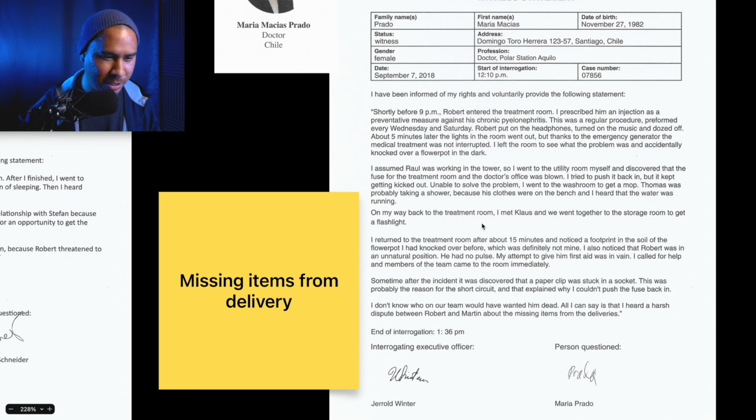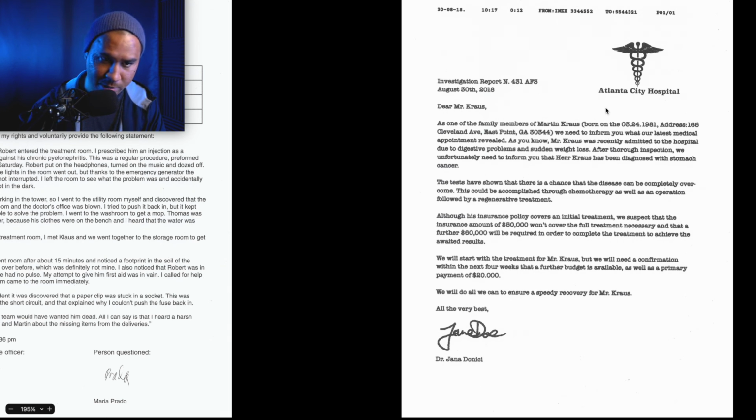But there's one last document. This is on August 30th, Atlanta City Hospital. Dear Mr. Kraus, as one of the family members of Martin Kraus, born on March 24th, and the address right here. Do I need to check all these? We need to inform you what our latest medical appointment revealed. As you know, Mr. Kraus was recently admitted to the hospital due to digestive problems and sudden weight loss. After thorough inspection, we unfortunately need to inform you that Herr Kraus has been diagnosed with stomach cancer.